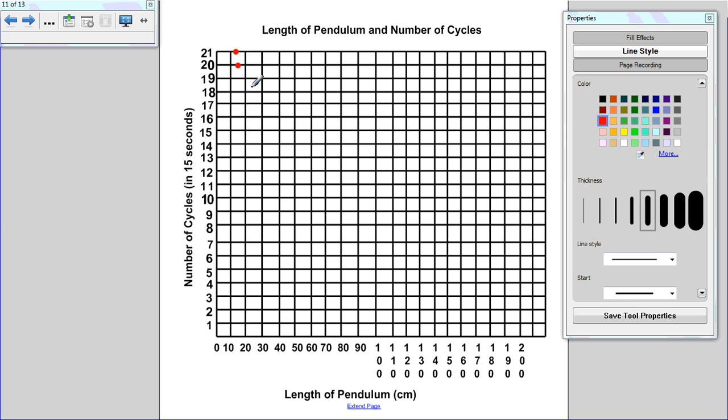17 centimeters of the pendulum was 19 cycles in 15 seconds, so follow 17 up to 19 and put a dot. 18 centimeters for the length of the pendulum, cycled 18 times, so follow it up, place your dot. 20 centimeters of the pendulum, cycled 17 times, so place your dot. And continue on until you've plotted all of your data in the data table.